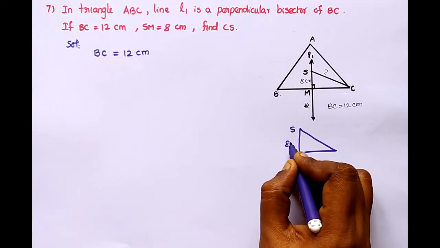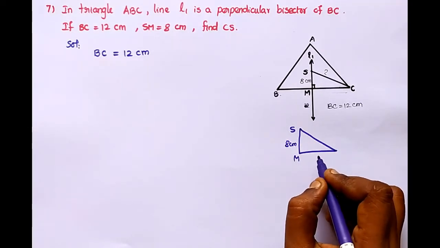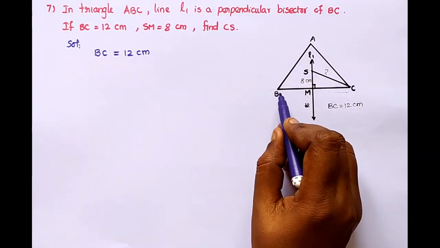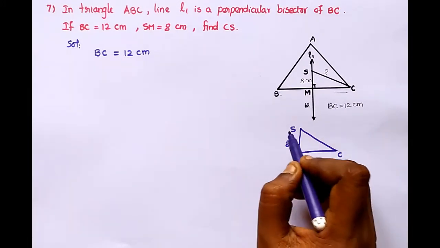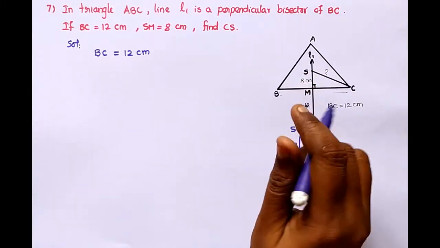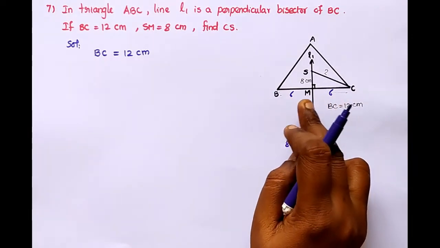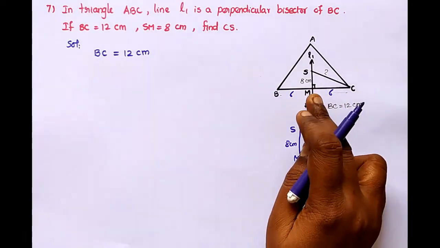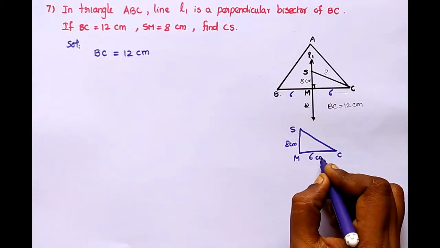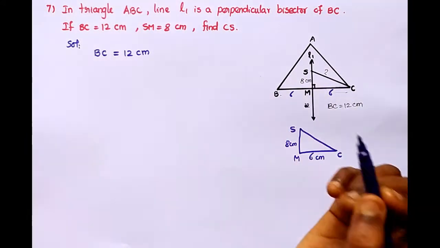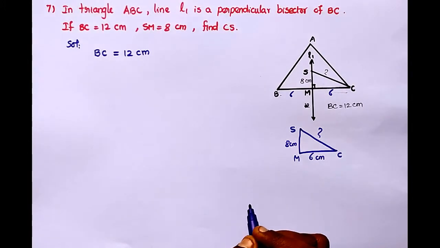SM equal to 8 centimeter, that is given, and MC is what? Full length is 12 centimeter, it is divided by M. So 6 plus 6, it is divided into 6 plus 6. So MC equal to 6 centimeter. And CS is what? That is the question.